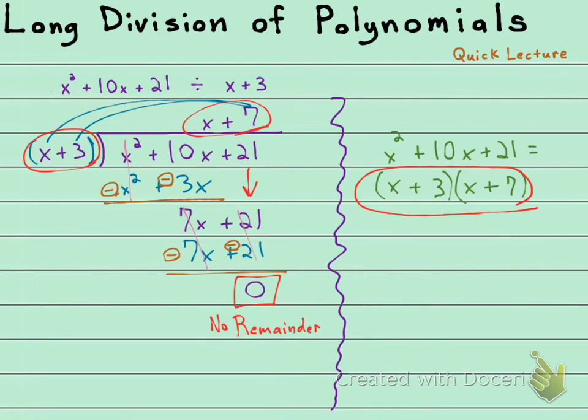So sometimes when a trinomial can factor, of course, usually we want to factor it, but when it cannot factor, we're going to use long division. We'll end up with a remainder here, something other than 0, but it's still going to be helpful when we can't factor it.